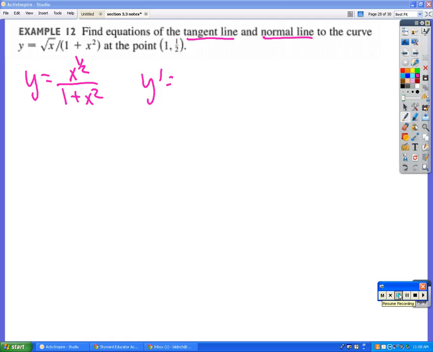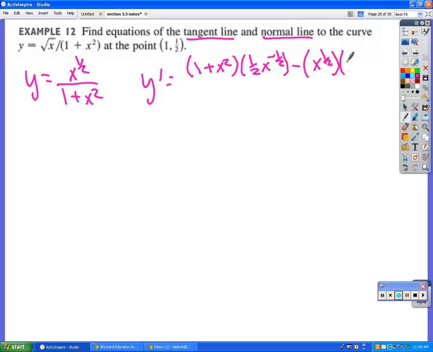Okay, so what do you guys get? I just got the low half part. That's fine. Half x to the negative 1/2. Wait, is that right? I got 1 plus x squared, and then half x to the negative 1/2. There you go. Hey, that's what I got.